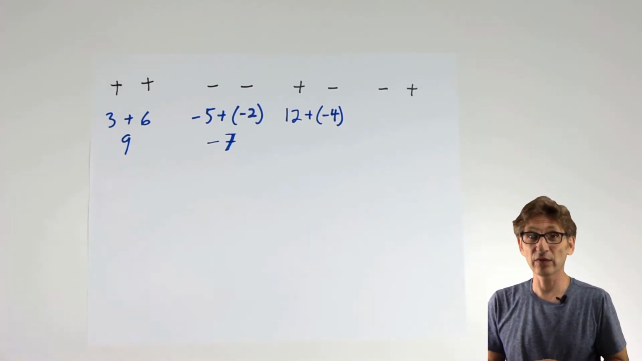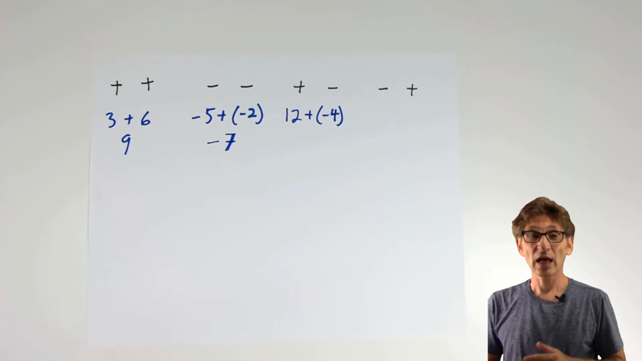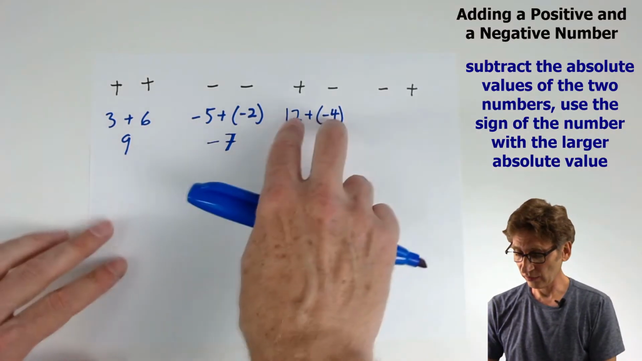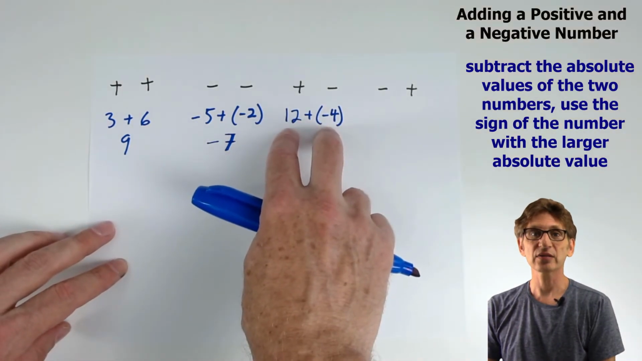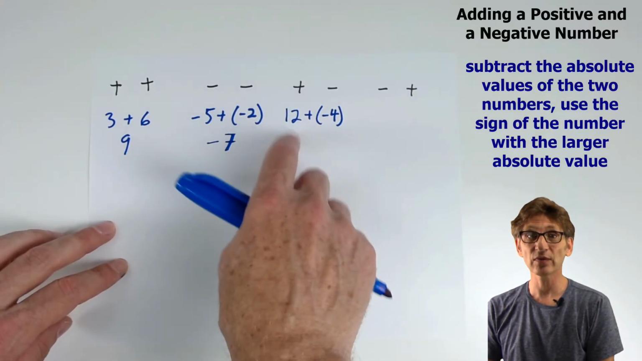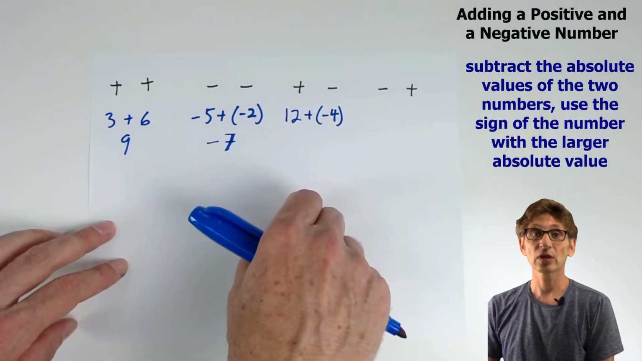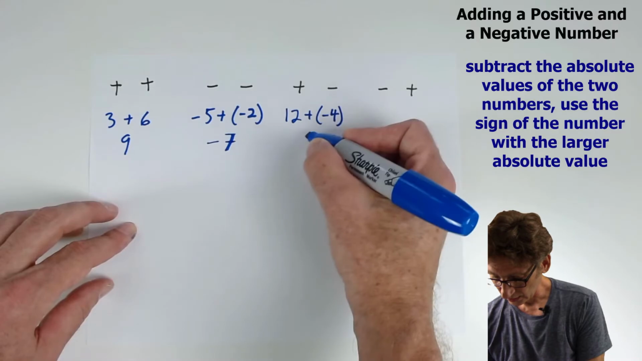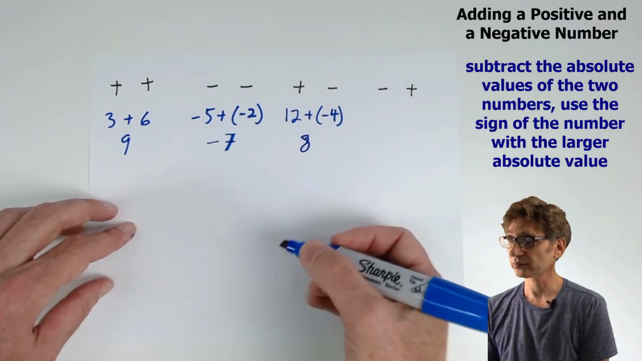The absolute value of 12 is 12. The absolute value of negative 4 is 4. I subtract 4 from 12 and I get 8. And then I use the sign of whichever one of these numbers has the larger absolute value. In this case, 12 has the larger absolute value, so I'm going to use a positive sign. So 12 minus 4 is 8.